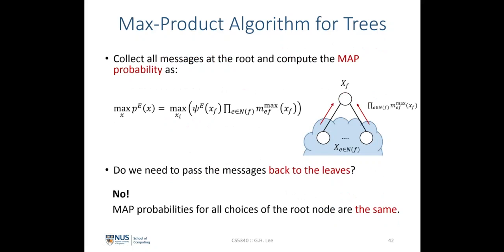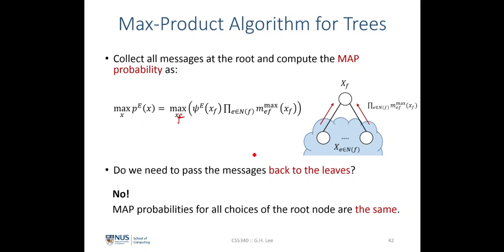Once we are at the root node, we simply collect all the messages that are coming into the root node, denoted by m of ef. We take the product of all these messages, multiply by the unary potential of the root node xf, and do a maximization over the random variable xf. As a result, I would be able to get the maximal probability over the joint distribution of x.